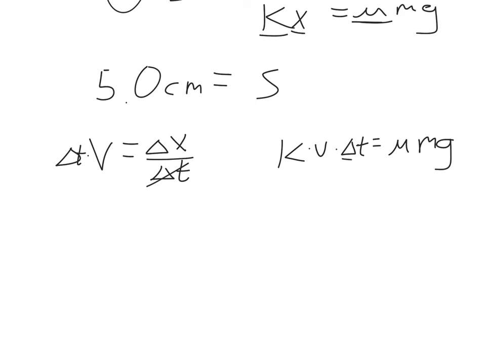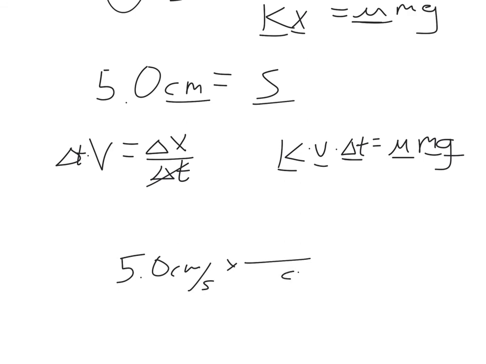There's time. That's what we want. What time does this train pull the block and have the block start to slide? We know k, we know v, we know mu, we know m, we know g. Now the only problem is I have centimeters and I have seconds, so I have to change that to meters per second. So 5 centimeters per second, I want centimeters to go away, I want to get meters. 1 meter is 100 of these, so I'm going to end up moving my decimal. So that's going to be 0.05 meter per second.